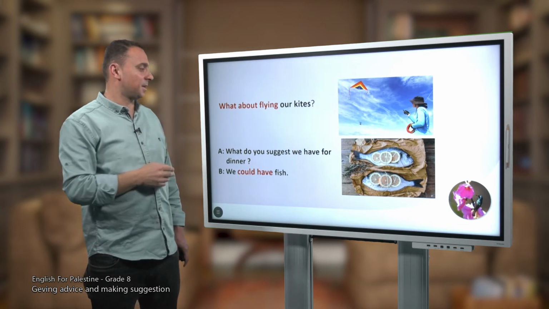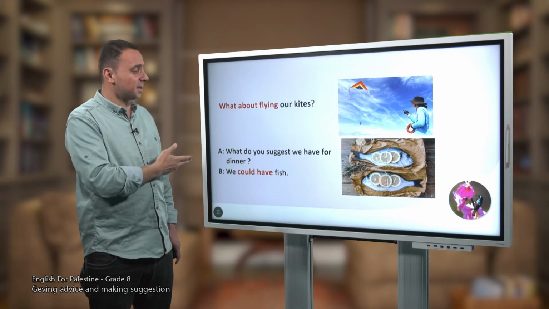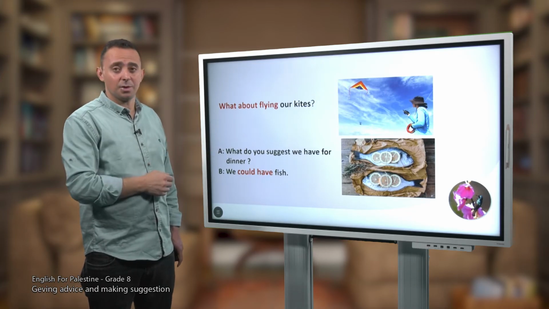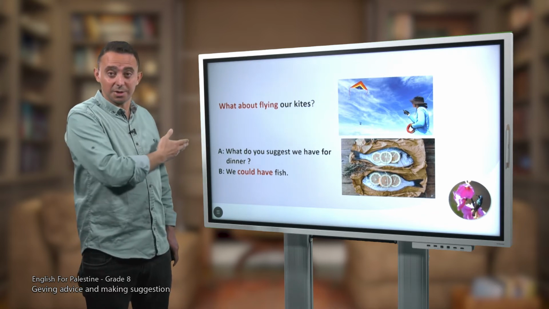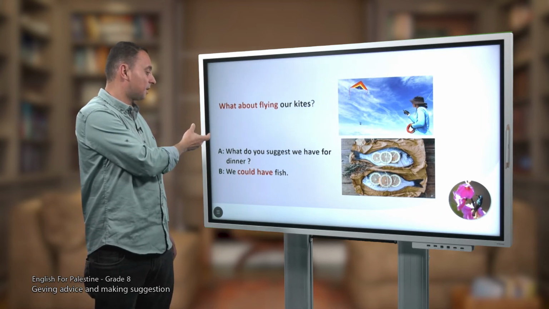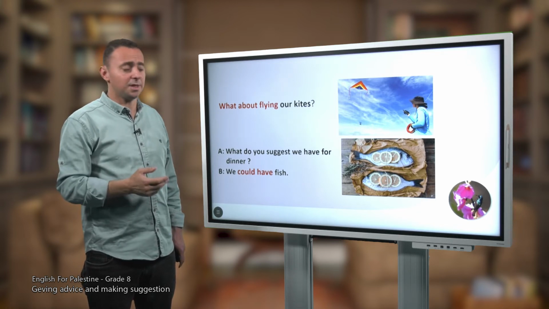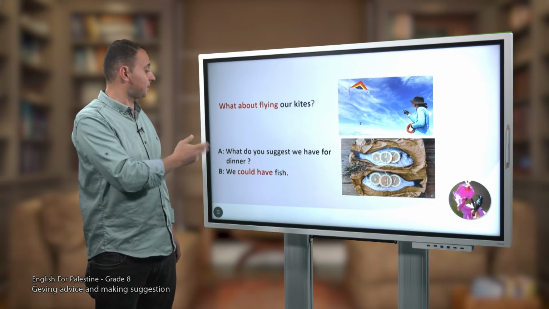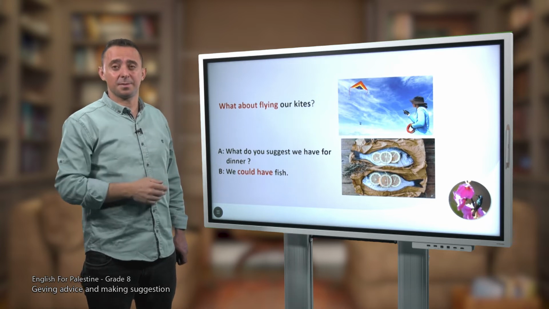The next example. A: What do you suggest we have for dinner? B: We could have fish. Here the speaker is making a suggestion. He uses could, and after could we have the verb have, which is the infinitive form of the verb. So he says we could have fish. So here the speakers are making suggestions, right?